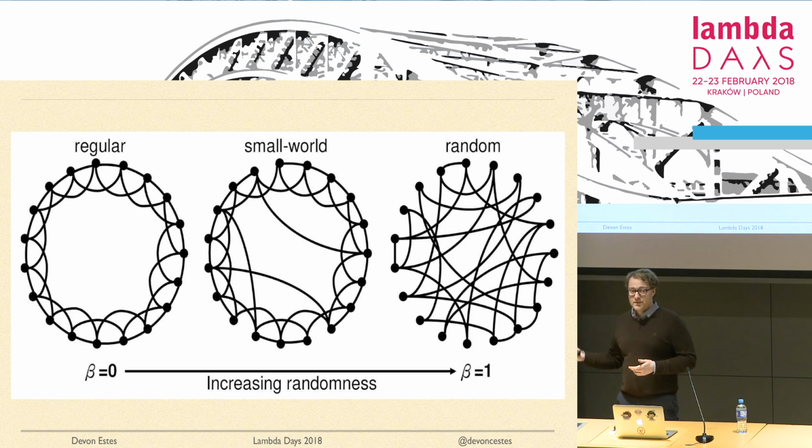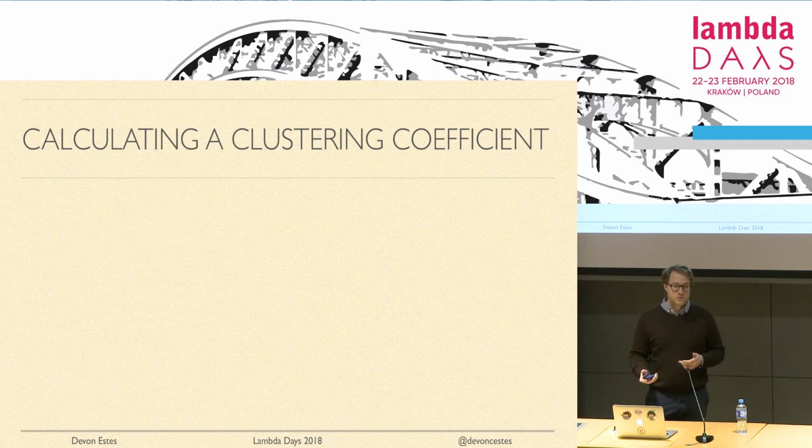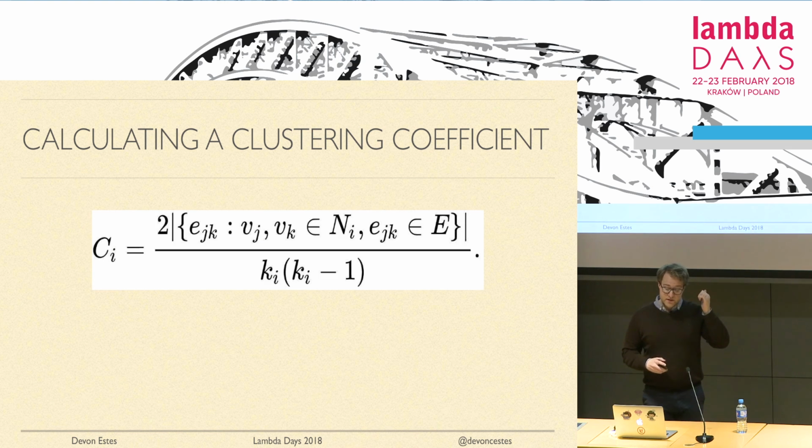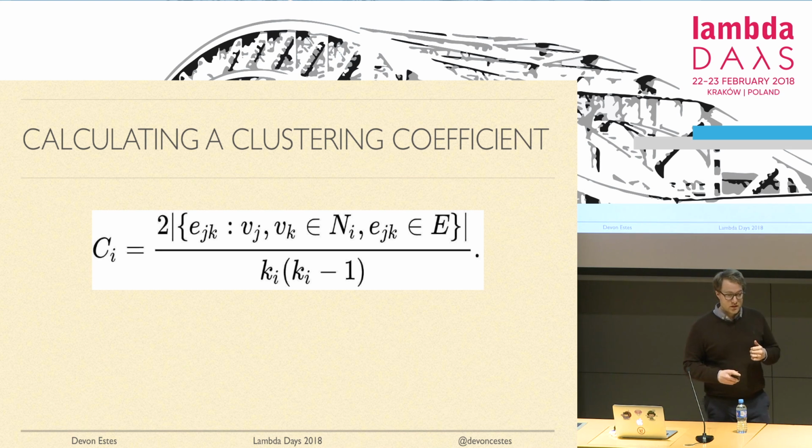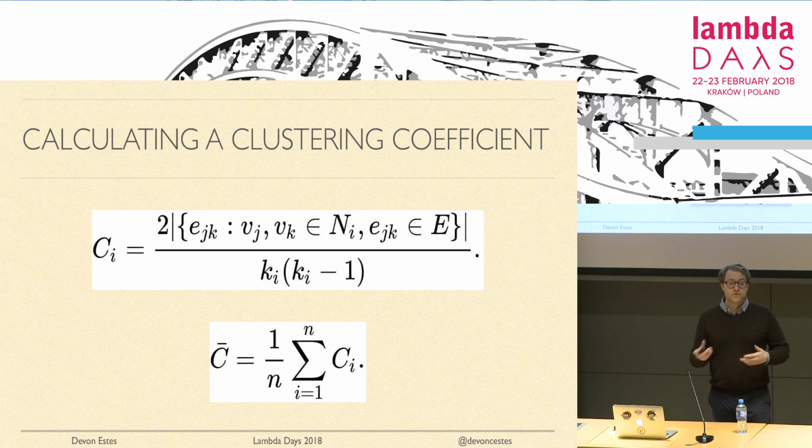So now I think it's kind of important that we learn how to calculate these two metrics, this clustering coefficient and mean shortest path. So this is the formula that they gave in the paper that they published in the journal Nature in 1998. That's how you calculate the clustering coefficient for a given node in a graph. And then the clustering coefficient for an entire graph is the average of those values, of all the nodes in the graph. So everybody understands what this means, right?